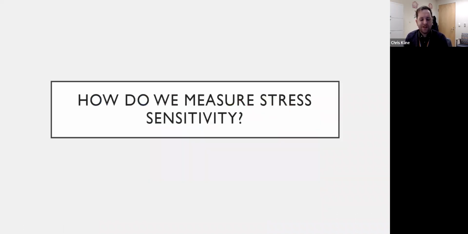Okay, so since stress sensitivity is a latent construct, meaning it's not directly observed but has to be inferred by other measures, I thought it would be useful to include a discussion of a few of those as a way of making things a little bit more concrete and useful for actual practice. So we'll talk about a few of the scales used and then return to talking about cortisol a little bit.